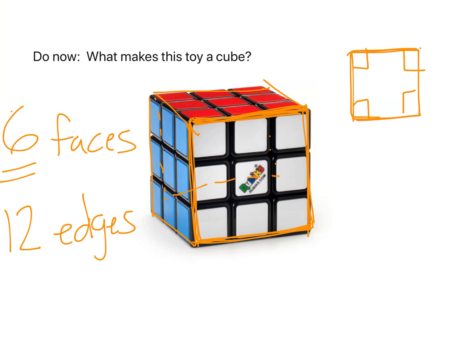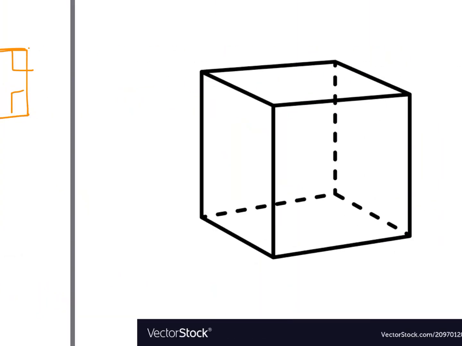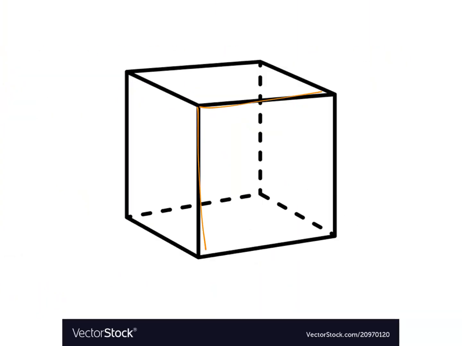So it also does have vertices, and there are 8 vertices in a cube. And it's the same as when we talked about two-dimensional shapes. Those vertices are those corner spots where your edges meet. So let's look at a couple other examples, and I can show you more about your faces and your edges on this next example.